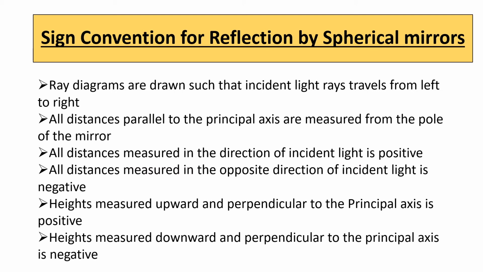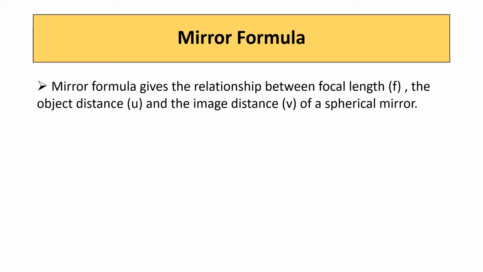Now let us learn the mirror formula and magnification. What is the mirror formula? The mirror formula gives you the relationship between focal length f, object distance u, and the image distance v of a spherical mirror. The relationship is 1 by f is equal to 1 by v plus 1 by u, where f is the focal length, v is the image distance, and u is the object distance. This relationship is applicable for both concave and convex mirrors.